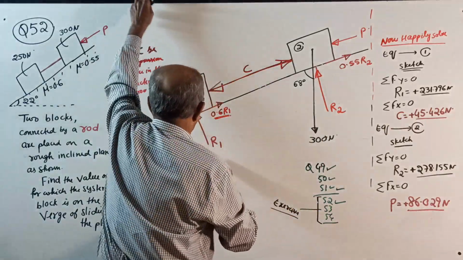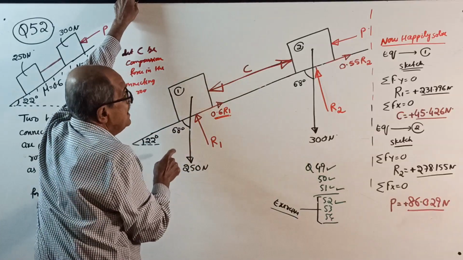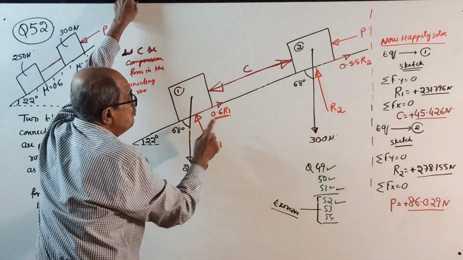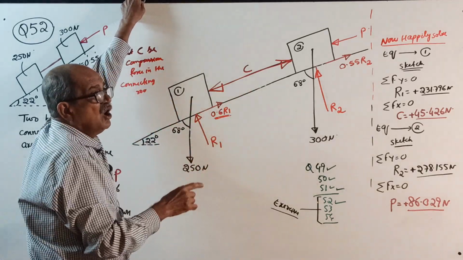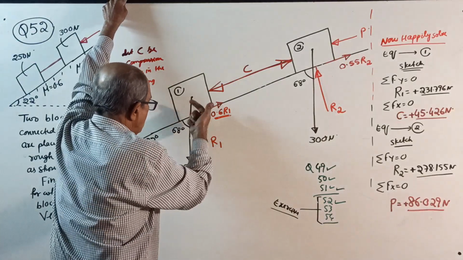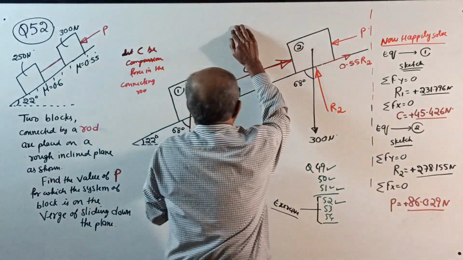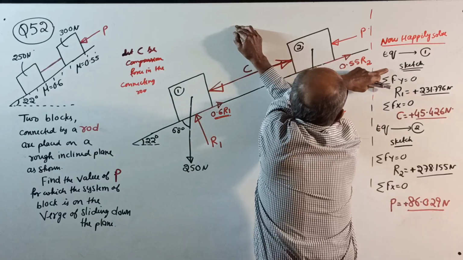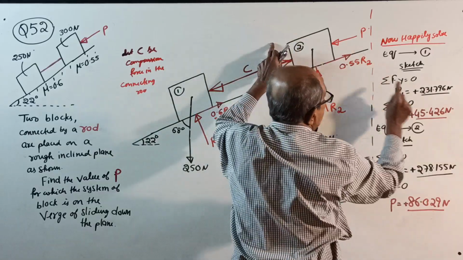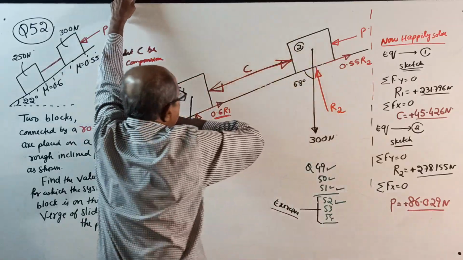Then plus R1 minus 250 sin 68. Sin, cos, everything was explained for you earlier, not once, more than 15-20 times. Plus R1 minus 250 sin 68 equal to 0. See, this sketch should come here. R1 will come. Sigma Fx equal to 0. Take right side positive.